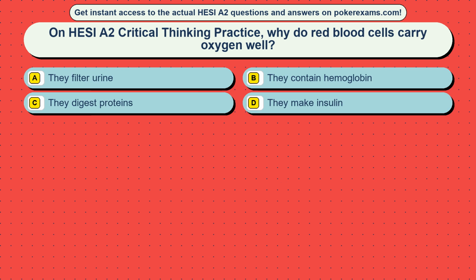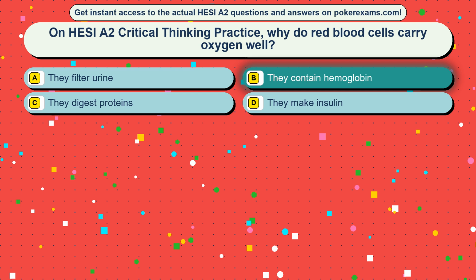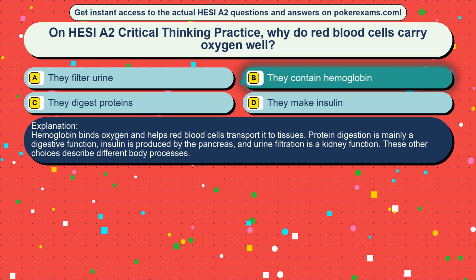Question 44. On HESI A2 critical thinking practice, why do red blood cells carry oxygen well? Option A, they filter urine. Option B, they contain hemoglobin. Option C, they digest proteins. Option D, they make insulin. The correct answer is option B, they contain hemoglobin. Hemoglobin binds oxygen and helps red blood cells transport it to tissues. Protein digestion is mainly a digestive function, insulin is produced by the pancreas, and urine filtration is a kidney function. These other choices describe different body processes.